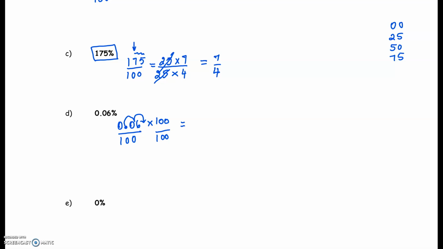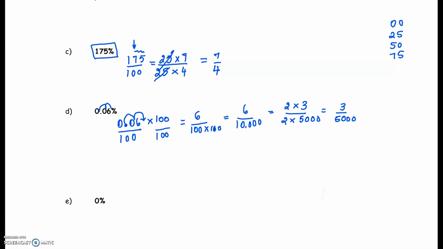So I have 0.06 times 100 is 6 after I've shifted the decimal point 2 places to the right, and the denominator is 100 times 100, which is 10,000. So 6 divided by 10,000. So this is 2 times 3. Half of 10,000 is 5,000. So it would be 2 times 5,000, and that is equal to 3 over 5,000.